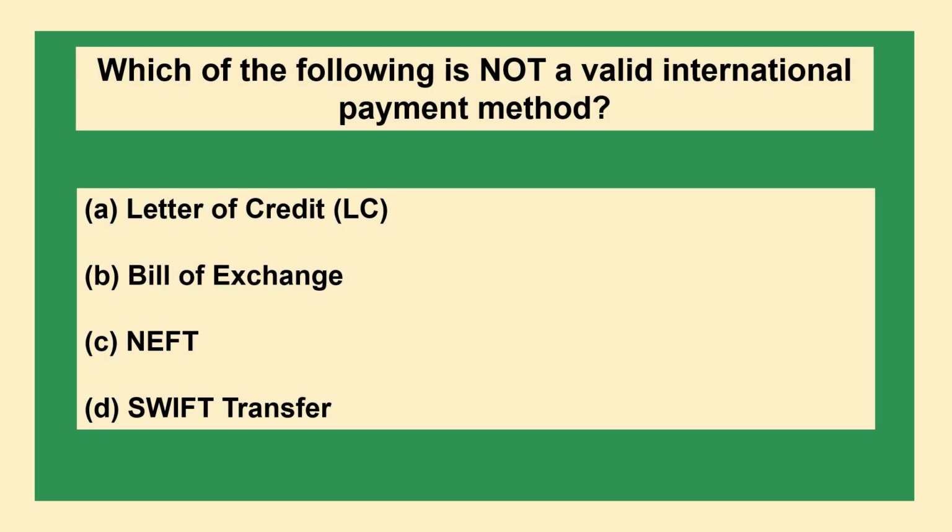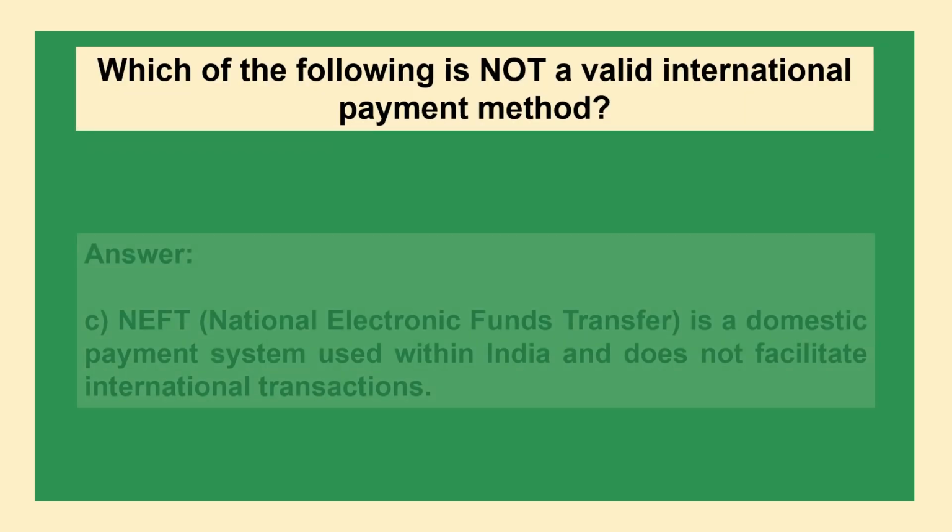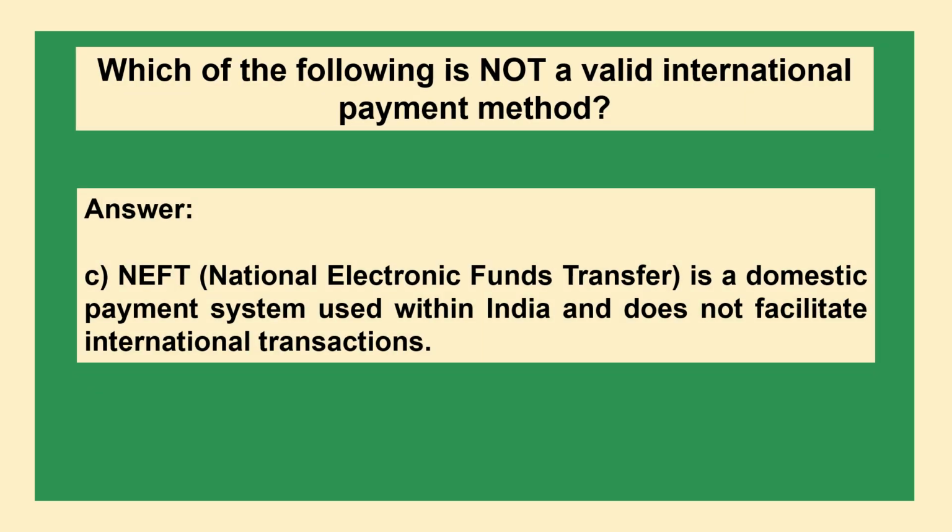Which of the following is not a valid international payment method? Option A, letter of credit, LC. Option B, bill of exchange. Option C, NEFT. Option D, SWIFT transfer. Answer. Option C, NEFT, National Electronic Funds Transfer, is a domestic payment system used within India and does not facilitate international transactions.